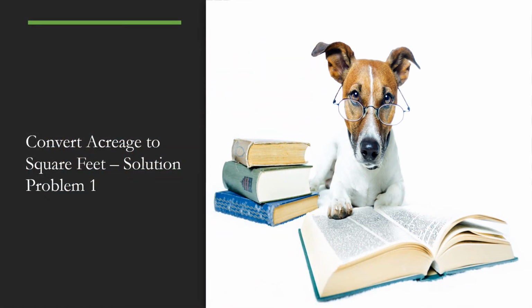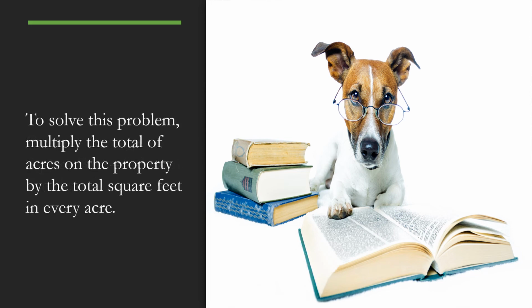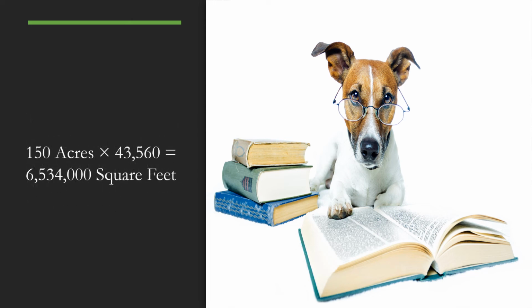Solution. To solve this problem, multiply the total of acres on the property by the total square feet in every acre. 150 acres times 43,560. Therefore, the property equals 6,534,000 square feet.